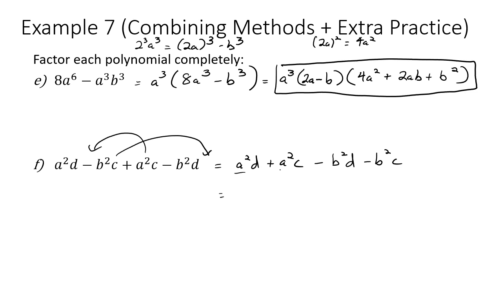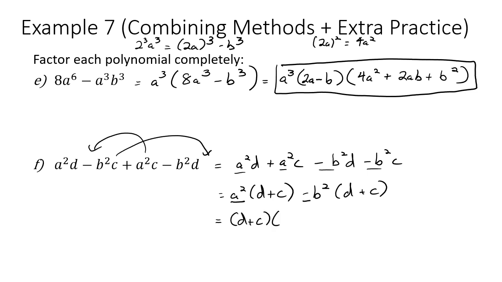So now in the first two terms, I have an a squared in common, so I can factor that out. And in the second two terms, I have a minus b squared in common, so I can factor that out, which leaves us with a positive d and a positive c. And then I can factor the d plus c in common out, which will leave me with a squared minus b squared, but that's a difference of perfect squares. So we can go a little bit further. d plus c, a plus b, a minus b.